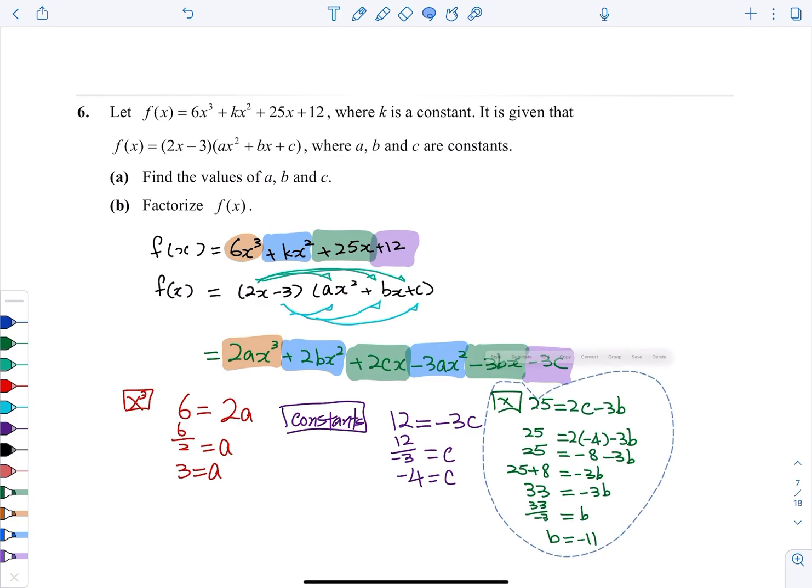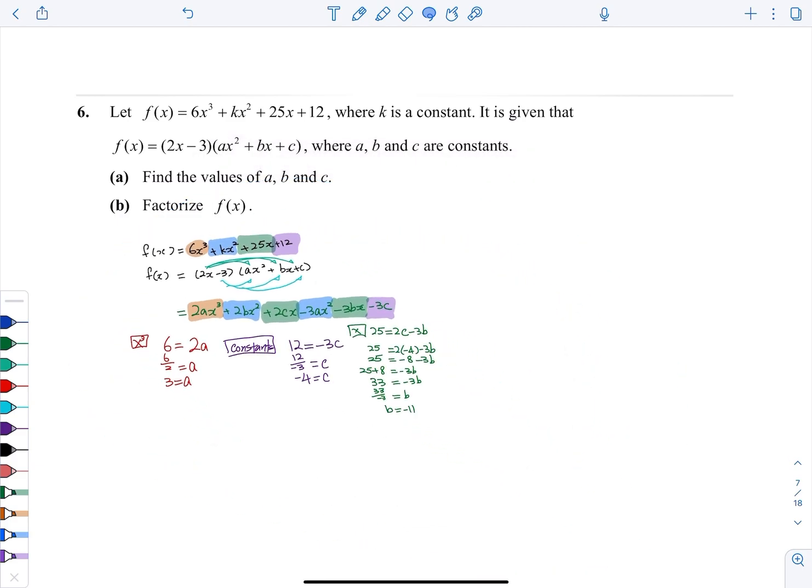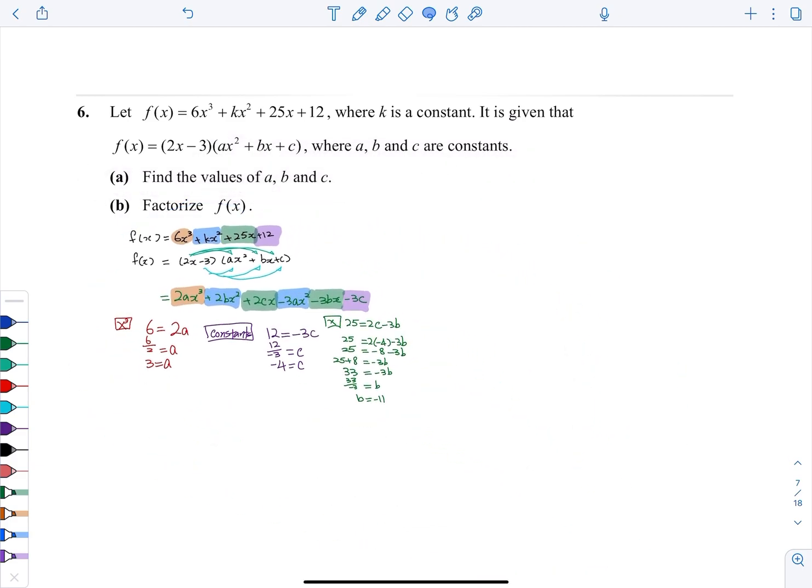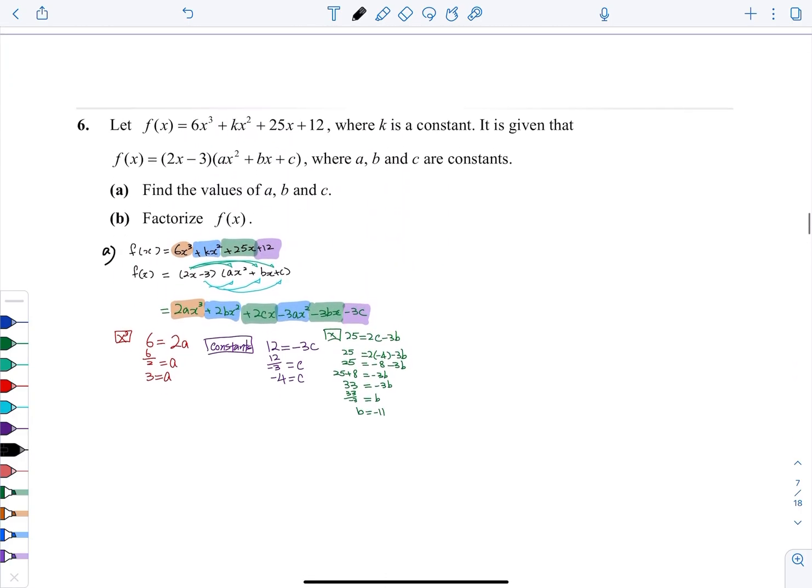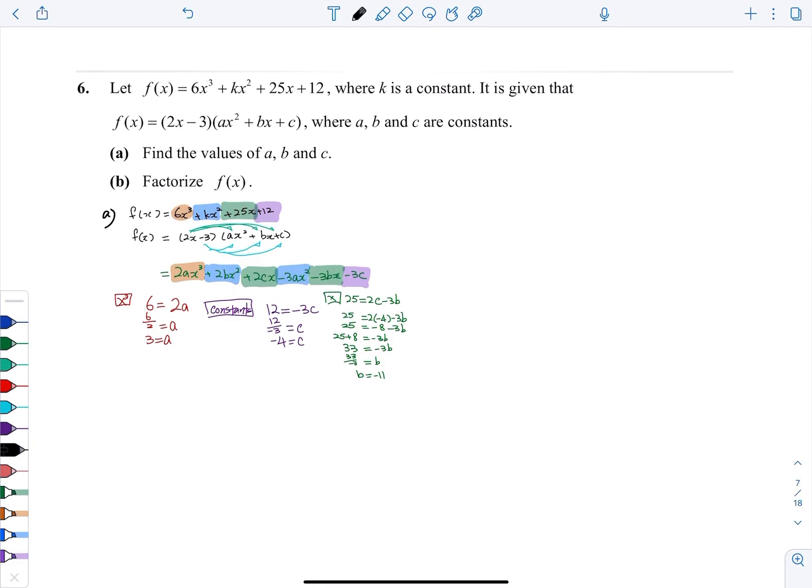Now k is up to you if you want to find it or not. If you have time, you can do it. K equals 2b minus 3a, because you already know b and a, so it's easy to find k. So that's for my part a, because for part a I just needed a, b, c. So I'm making that smaller because I need space for part b. I have space at the bottom, a lot of space, but it's for the video, that's why.